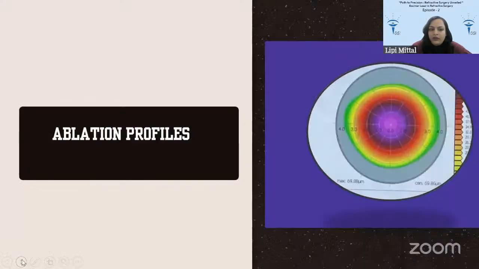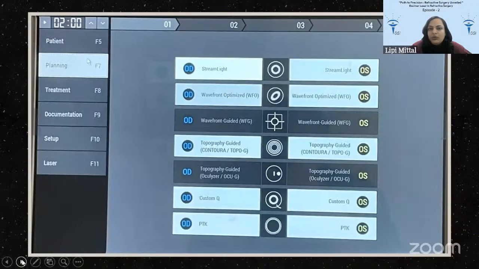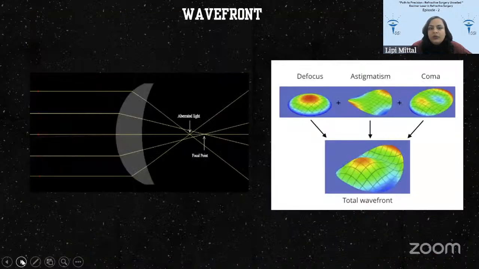Now comes the various ablation profiles. So the machine which I am using is Wavelight EX500, and there are various profiles like wavefront optimized, wavefront guided, and topography guided, which is popularly known as Contoura. So before understanding, we should have a basic knowledge of what a wavefront is. As we all know, our eye is not a perfect optical system. There are rays which go off track, and these rays will lead to aberrations in the eye. Now, these aberrations can be lower order aberrations, which can be corrected with the help of spectacles, or higher order aberrations. Together, they constitute the wavefront.